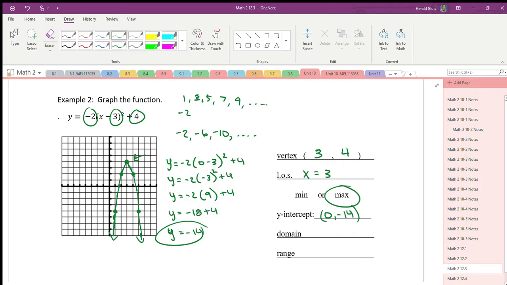Domain. This graph goes left forever, right forever, so domain is going to be all real numbers. And then the range, so how far up, how far down? Well, the vertex has a y value of 4, so I know I'm going to have a 4 in there. All these points are either at where y equals 4, or below, or less than, so that means y is less than or equal to 4.